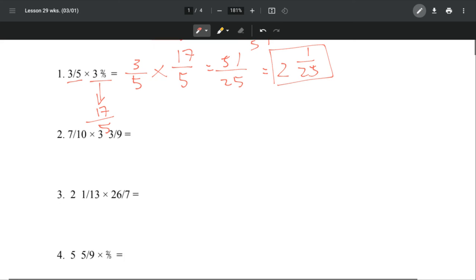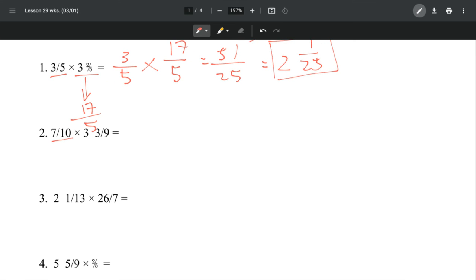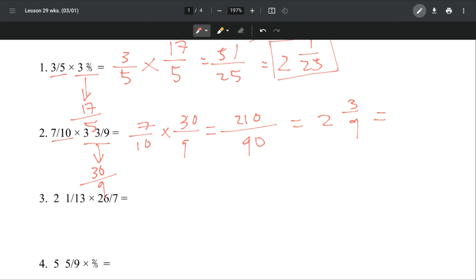Okay, how about number 2? We have 7 over 10 times 3 and 3 over 9. Again, we're going to change the mixed fraction into an improper fraction. And so 3 and 3 over 9, that's equivalent to 30 over 9. And so now we can do 7 over 10 times 30 over 9, which is 7 times 3, that's 21, add a 0, and then that's 90, okay? And again, let's make it into a mixed fraction, so that's 2 and 3 over 9. And that could be further reduced to 2 and 1/3.